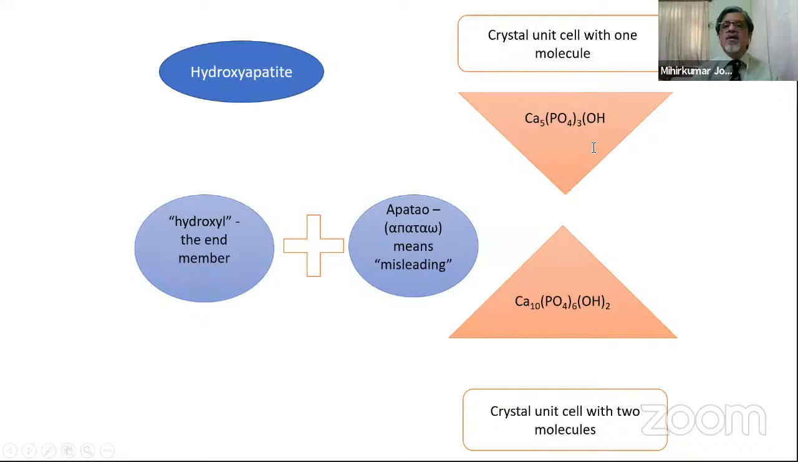And it has a crystal unit cell with a molecule. So one molecule per unit cell is Ca5(PO4)3OH, and for two molecules in the unit cell, we have double the formula. So like that, we have hydroxyapatite. The word came from this Greek word.